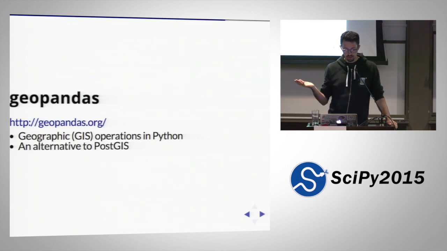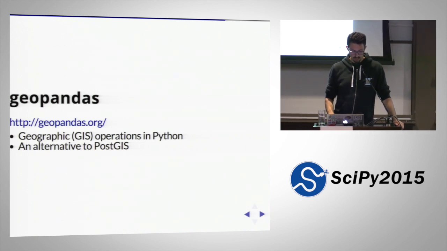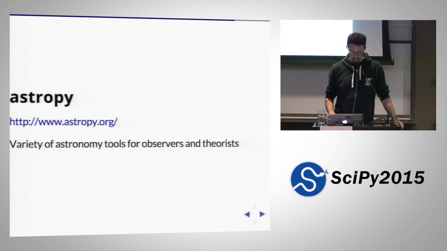We work with geographic urban data at work, so we do use PostGIS, and we'll probably get into GeoPandas at some point. I don't know if any of you are astronomers. There's a whole library for astronomers called AstroPy, whether it's reading data files, talking to online databases, or doing cosmological calculations, AstroPy has stuff.